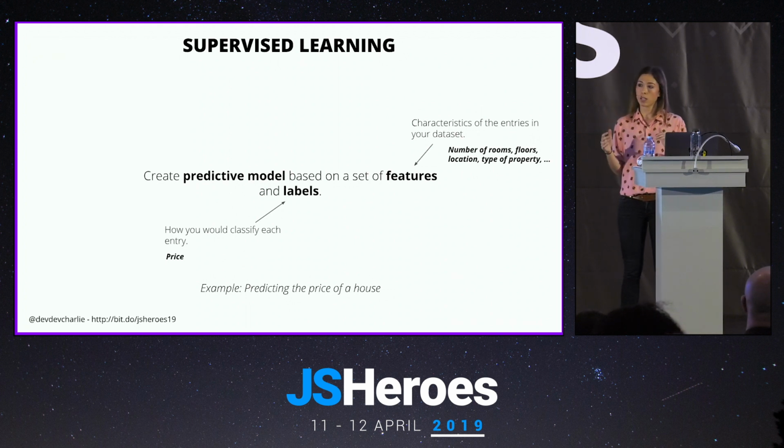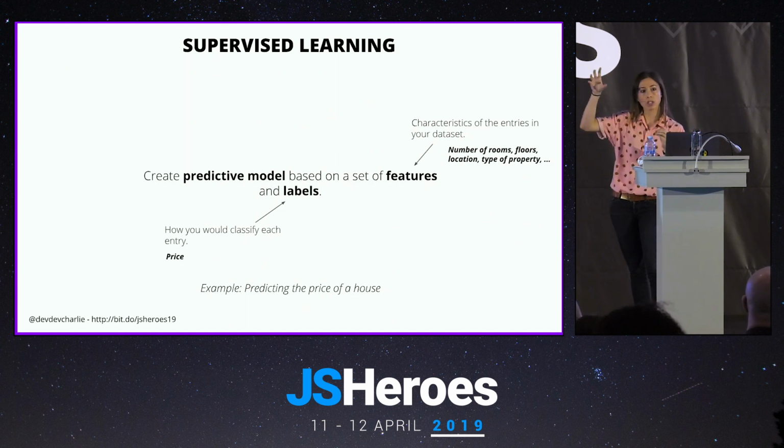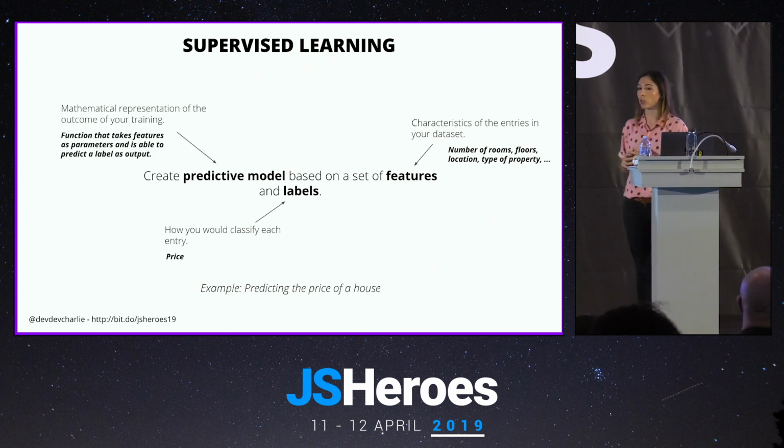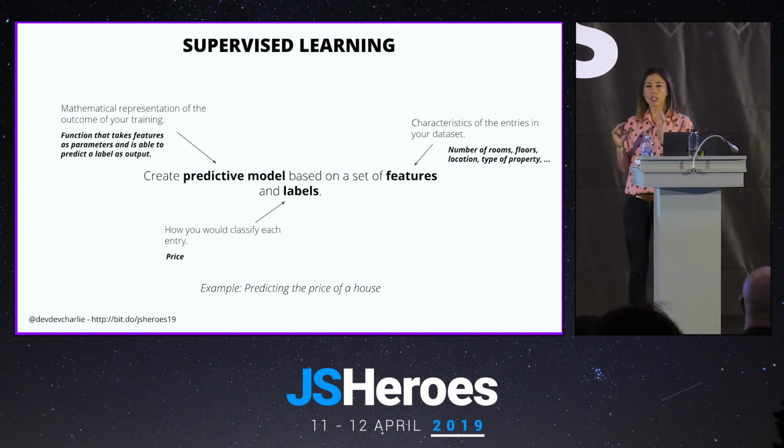And using this data set split between features and labels, you can use algorithms to learn the correlation between the characteristics of the house and how much it goes for, and create a predictive model. The model is going to be a mathematical representation of the outcome of your training. So it's going to be like a function that takes as parameters the features of a house it's never seen before, and from what it's learned from previous data, is able to predict a label as an output. So you'll have a price that your house should go for based on the rest of the data from the market. So this is for supervised.